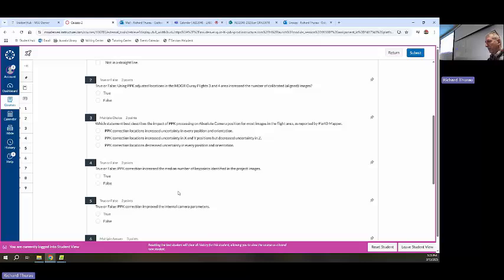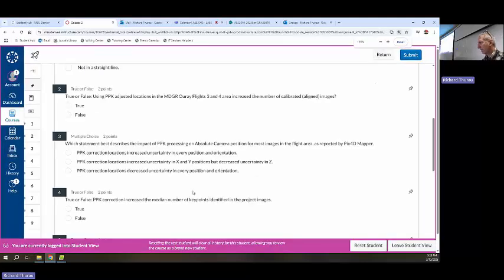And then number 2, and I could zoom in a little bit here. So number 2, true or false: using PPK adjusted locations in the Flight 3 or 4 area increases the number of calibrated images. All right, so in this, I sort of just talked about that, right? I said, well, if you change from regular locations to PPK locations and then rematched and recalibrated and optimized, it could bring more images in.